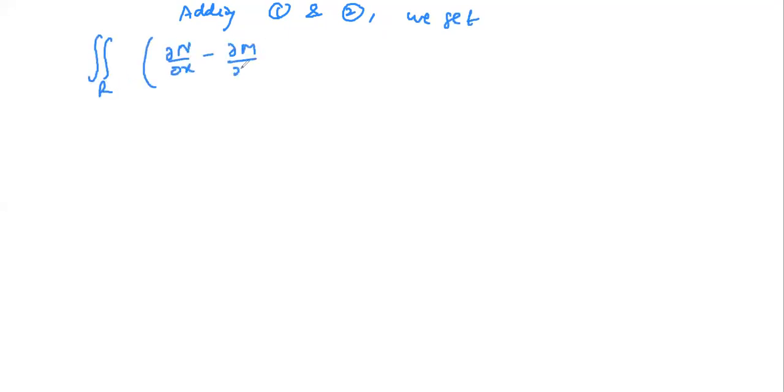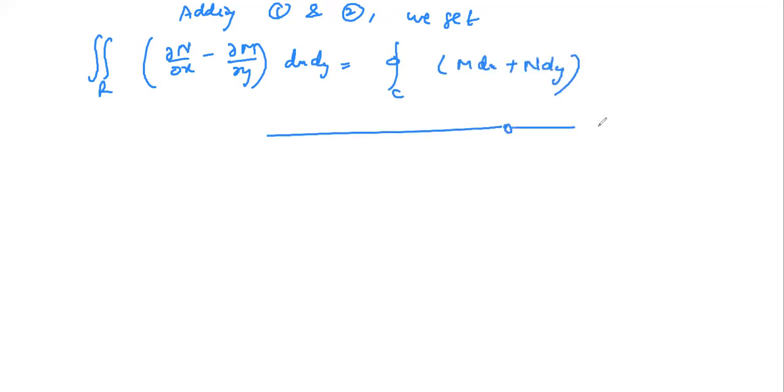So adding 1 and 2, we get the surface integral of curl n by curl x minus curl m by curl y, dx dy, is equal to the line integral m dx plus n dy. So hence this theorem is proved here. That was the Green's theorem. Okay, thank you so much.